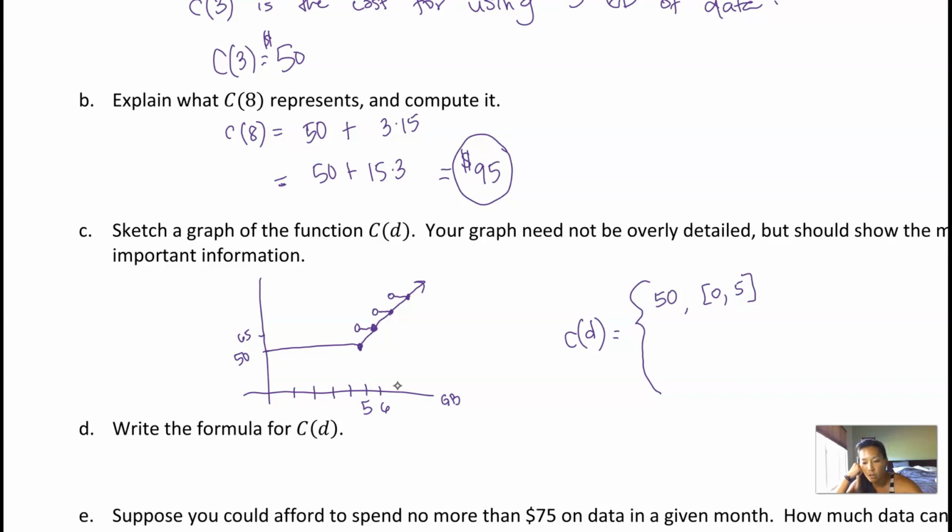Now, how do we get the next line? Now, you can think to yourself, well, if at 6, what am I going to do to calculate 6? Well, it's really 1 gigabyte of data more. And then at 7, it's really 2 gigabytes of data more. So what am I doing to get the 2 and the 1? I'm subtracting it from the 5. So the original function is 50 plus the gigabytes of data. Okay, so if I did 7 gigabytes of data, I'm going to take that D and subtract 5 from it. And then charge $15 for every one of those. So I'm going to times that by 15. Okay, and that's for the values that are greater than 5 to infinity.